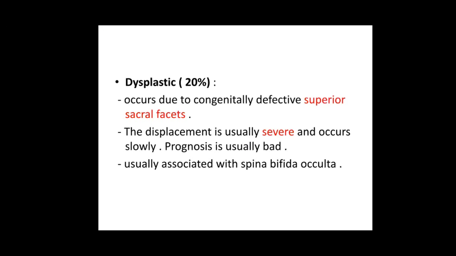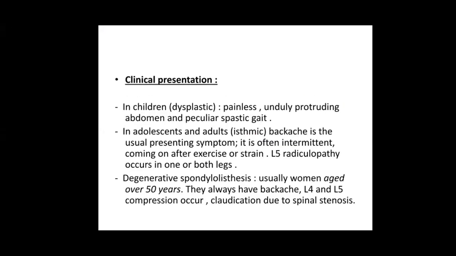In dysplastic spondylolisthesis, the upper vertebral surface of S1 is convex in shape, which will lead L5 to slip over S1. The displacement is usually severe and occurs slowly, usually associated with other neurological abnormalities. The clinical presentation in those children usually is failure to achieve milestones.